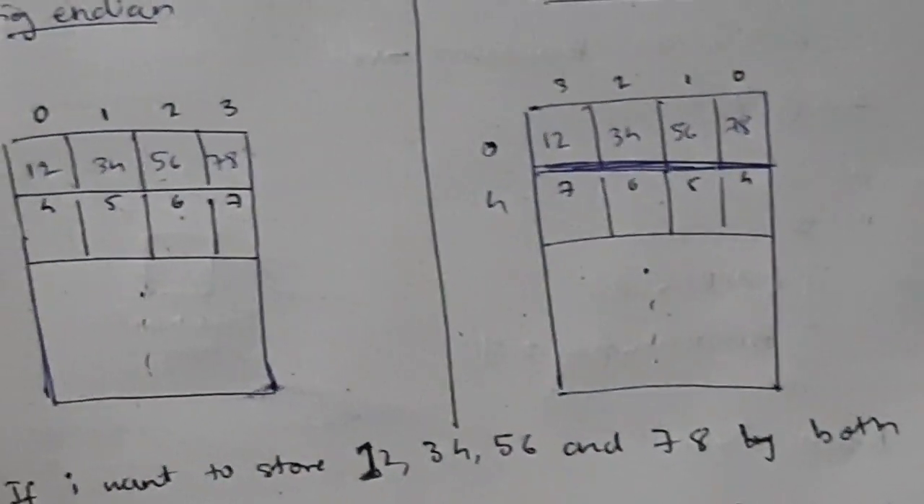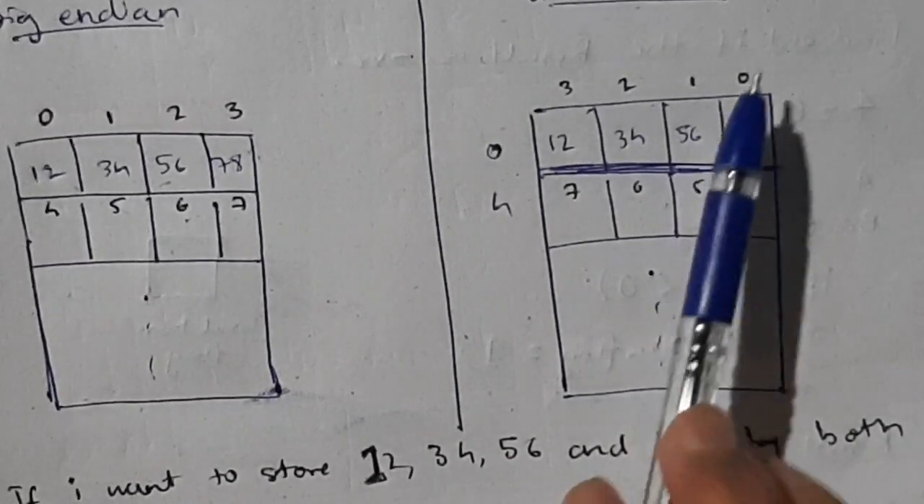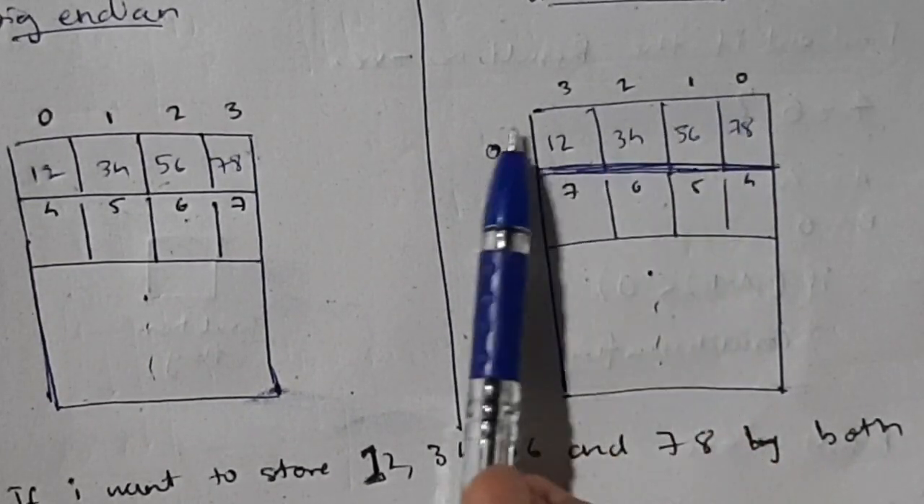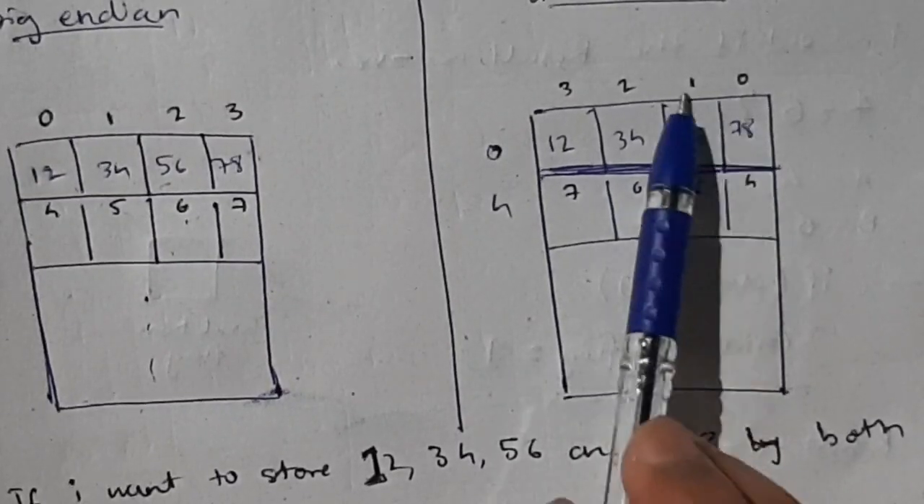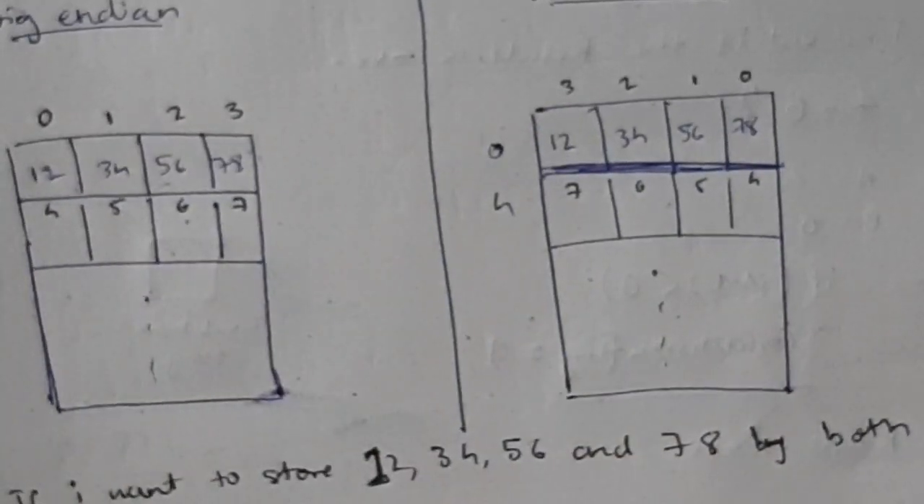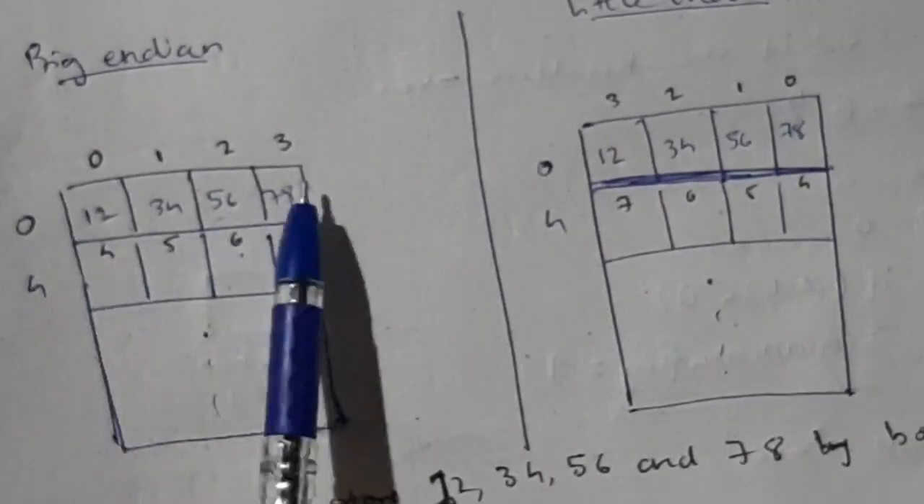See, if you read from the memory, it will be in reverse order. The memory reading will start from here, but the storing will store from here only. Okay, so the address will be 0 for this one, 1, 2, 3, but in big endian it will be like this way.